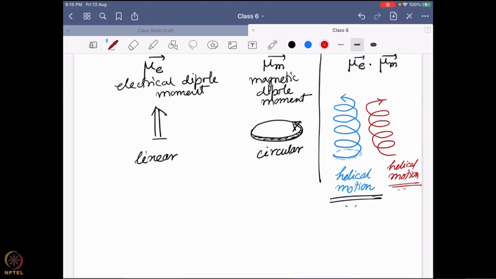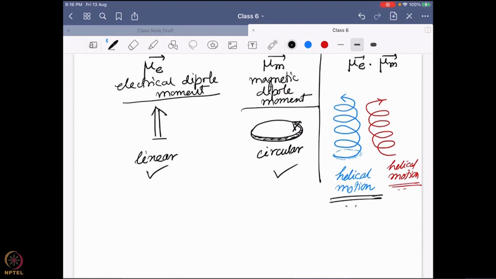That means if you can create a molecule with such an electronic distribution that it can be excited by both linear and circular motion, that means by both electrical dipole moment and magnetic dipole moment, you are going to create a helical motion of the electron density in the molecule.